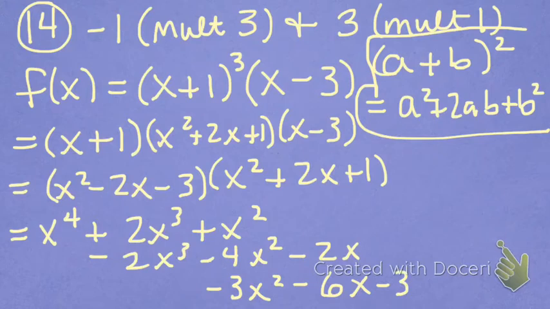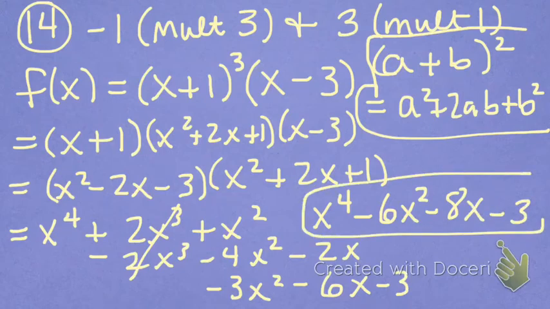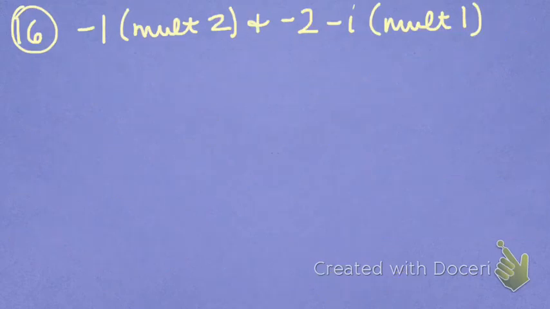And when we combine these terms for our final answer, we will get x to the fourth. These two take each other out, and then I have 1x squared minus 4x squared would be minus 3x squared, gives me minus 6x squared combined with the other minus 3x squared. And then when I combine my minus 2x and my minus 6x, I get minus 8x, and then minus 3 is my constant, and there is my polynomial that fits that description.